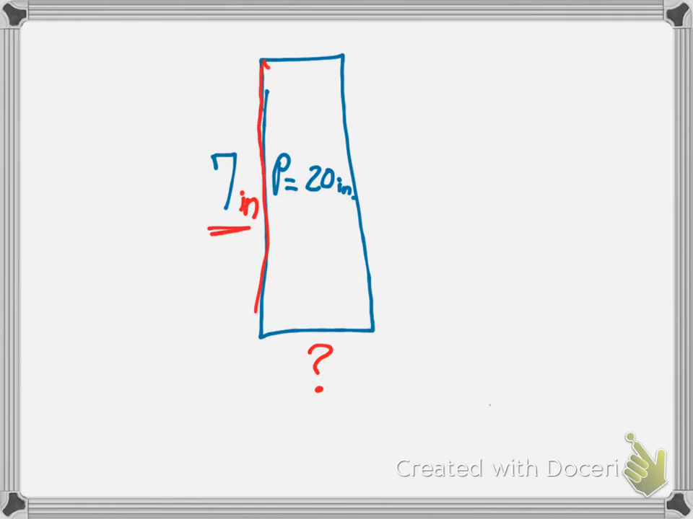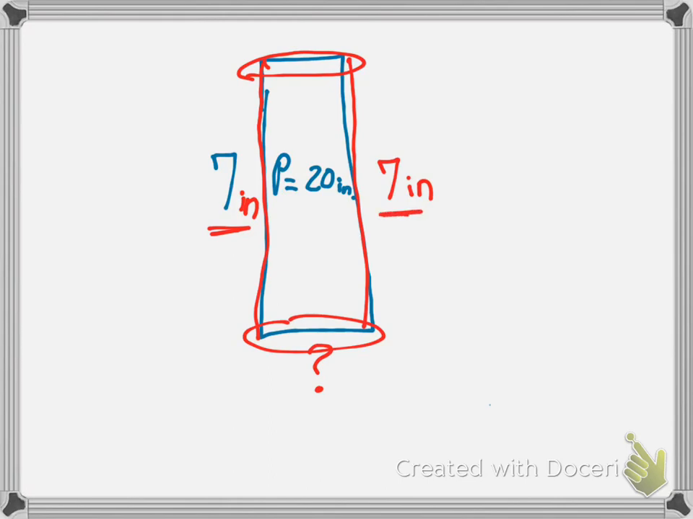Since this side is parallel to this side, we know this side is equal to 7 inches as well. We do not know this side or this side, but we do know that they're equal sides and they're parallel to each other. So how do we find the missing two sides? Well, we need to add up these two sides, which would equal 14 inches.